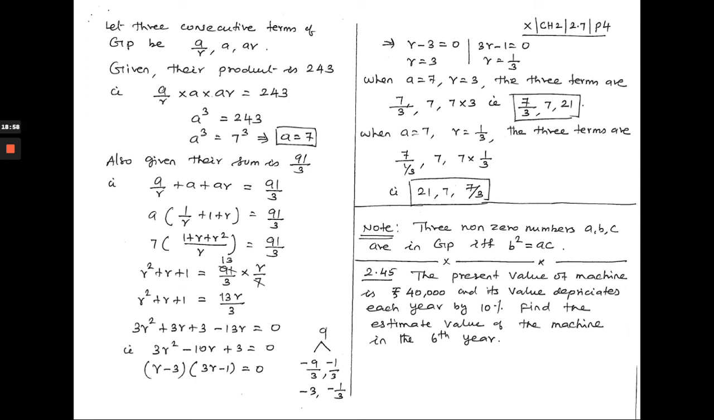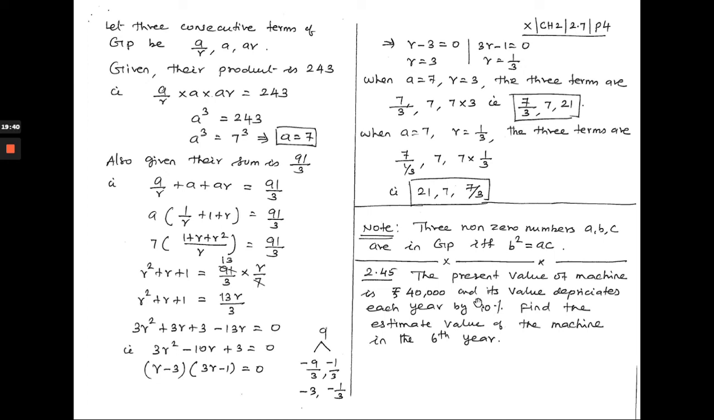Next, the 3 non-zero numbers A, B, C are in GP if and only if B square is equal to AC. Here, if 3 non-zero terms are given, check whether they are in GP or not. For that the condition is: if B square is equal to AC, middle term square is equal to the product of the first and last term, then we can say that they are in GP. If and only if: B square is equal to AC means they are in GP. If A, B, C are in GP, then B square is equal to AC.